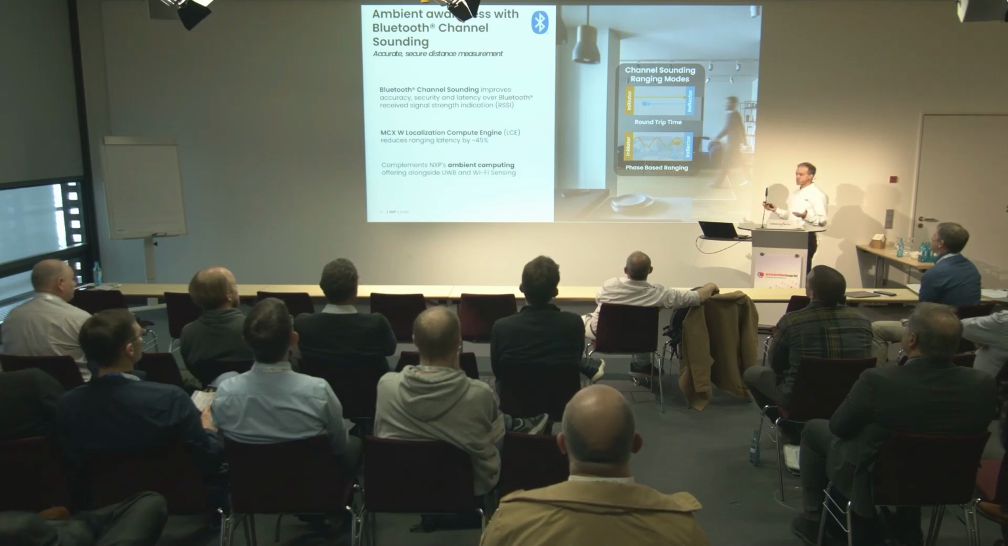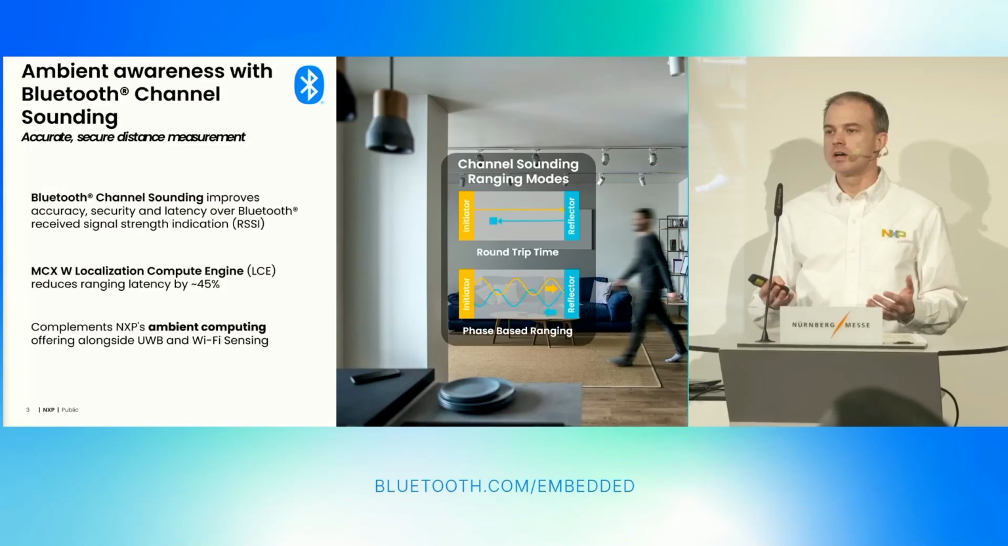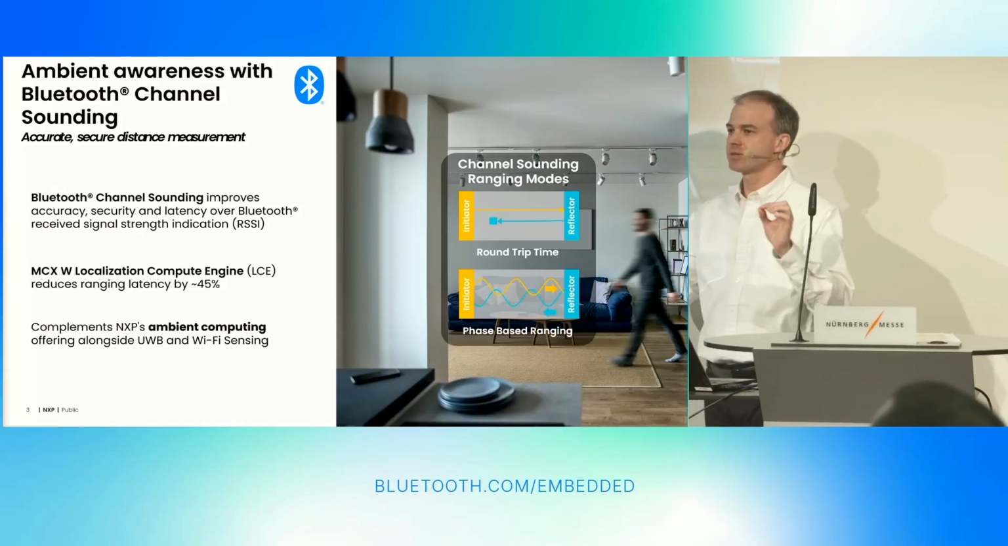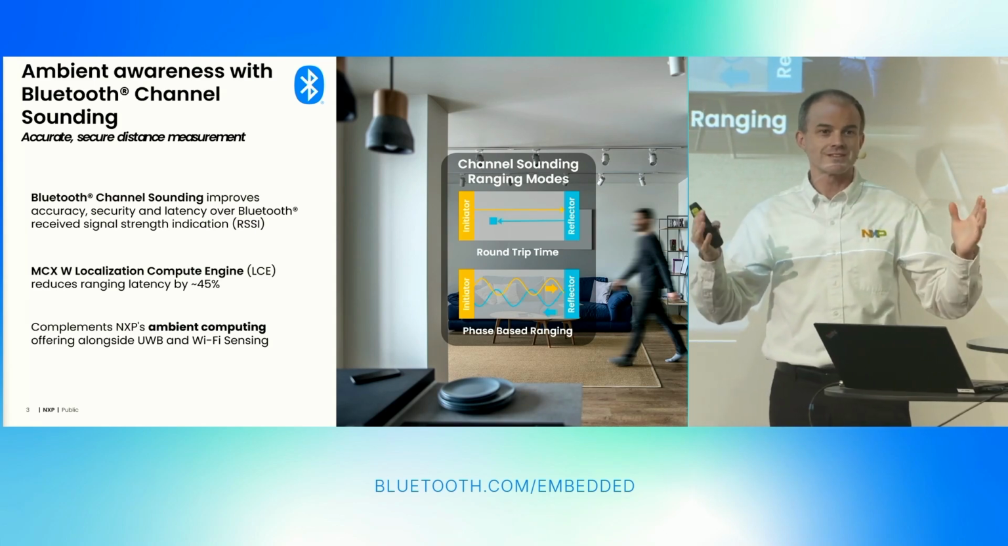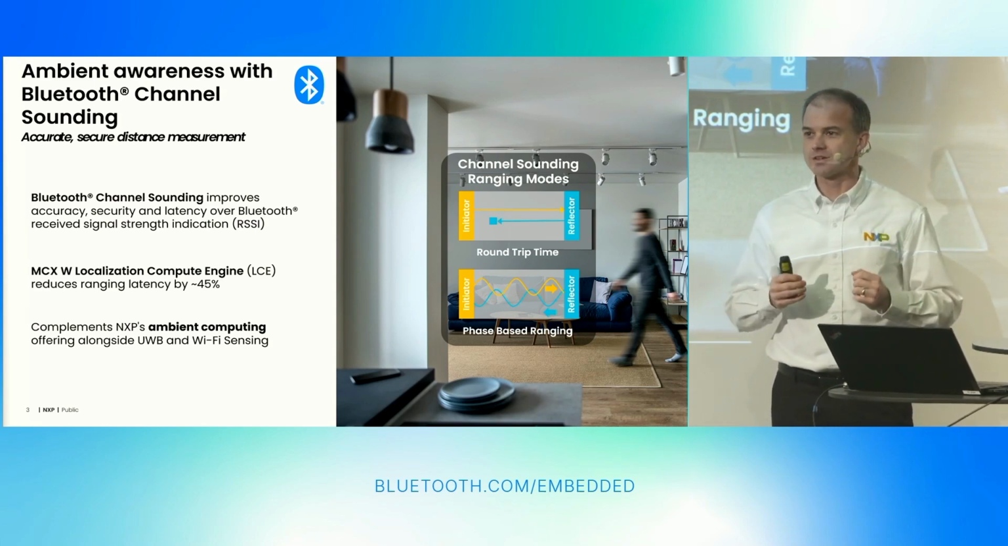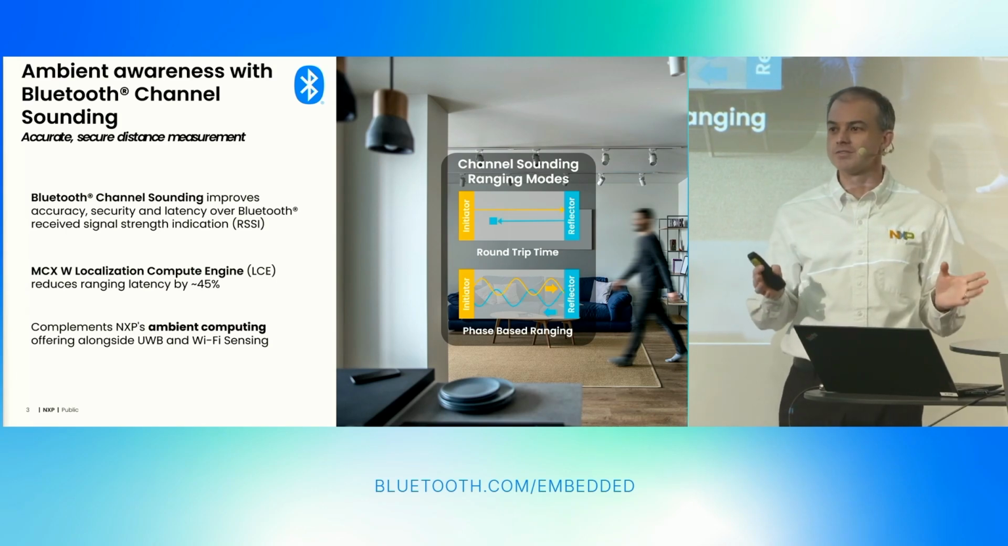So in general, channel sounding is really ushering in what we like to call ambient computing. The idea is that once you know the distance between two devices, it doesn't take a lot of leaps to then know where those devices are. And once you have location, you can have a huge amount of automation.